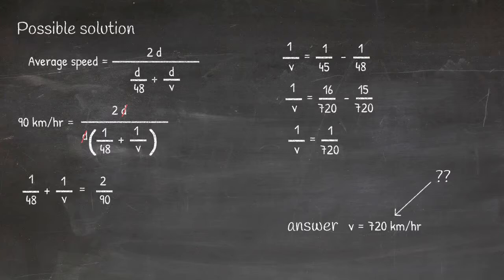720 kilometers per hour. That seems an outrageous number to me. Airplanes fly about that fast. Can this possibly be the right answer? Well, let's dig a little deeper here.